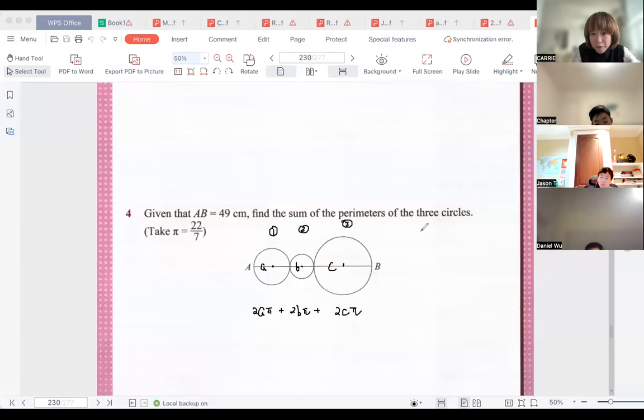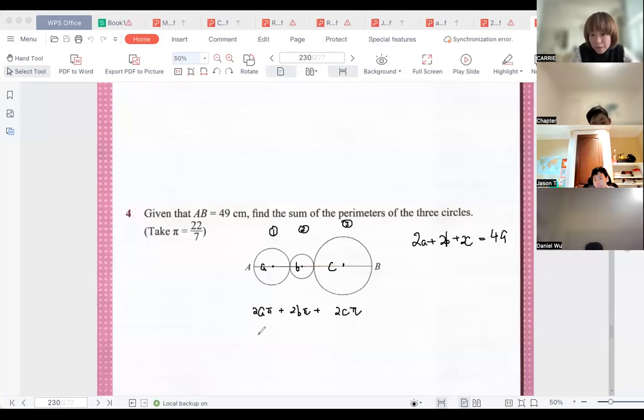And could you please tell me, everybody, 2A plus 2B plus 2C equals what? Nobody knows. He said AB equals 49. 49. Thank you, chapter.